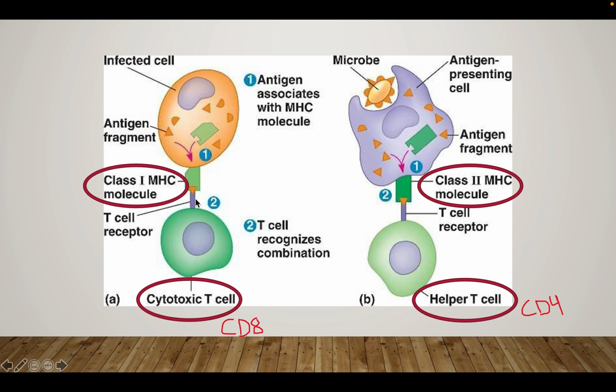So you can see those two interacting here. Now you can see the class 2 MHC molecule, and it interacts with a CD4. So 2 times 4 is 8. And we said our CD4 molecules are going to be present on helper T cells.